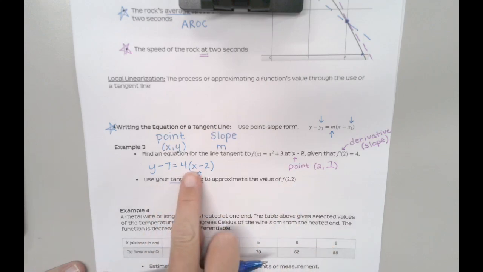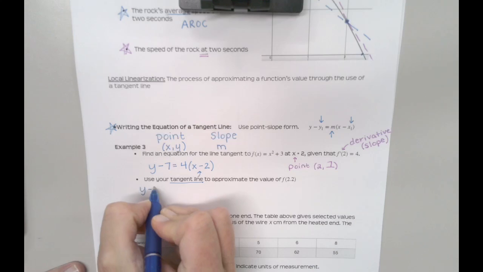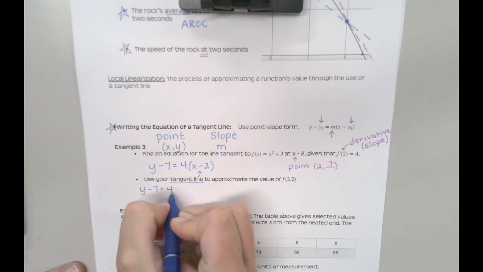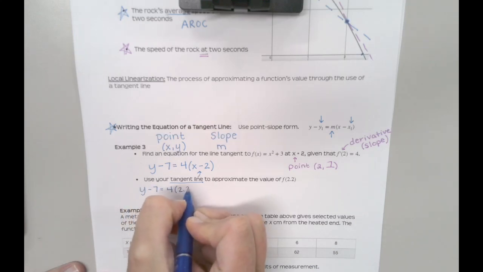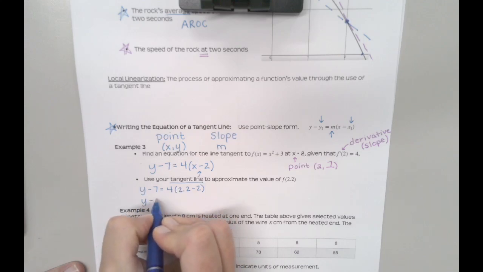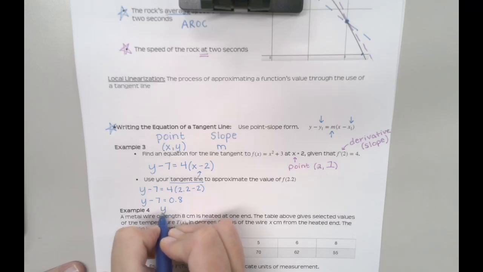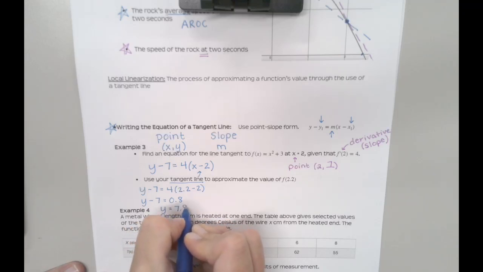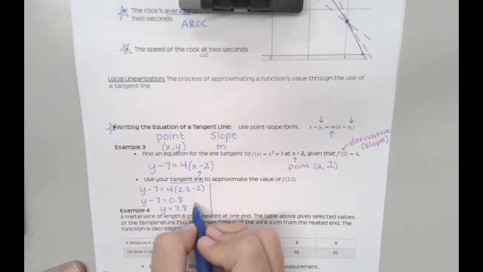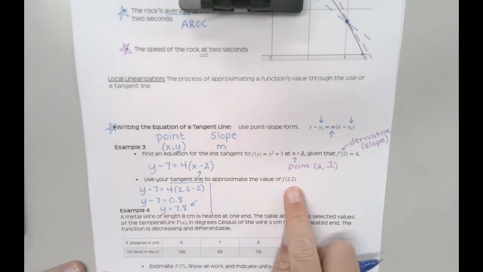Okay, so from my tangent line, I'm putting this in for x. So I'm going to say y minus 7 equals 4 times 2.2 minus 2. Well, this is just going to be 0.2, and then multiply that by 4, so I'm going to get 0.8. And then move the 7 over and I get y is equal to 7.8. So that right there is what this question was asking me to do. That is my answer to this question.